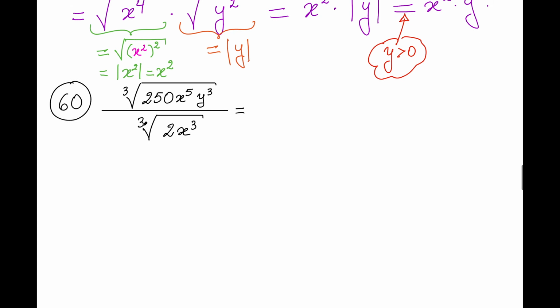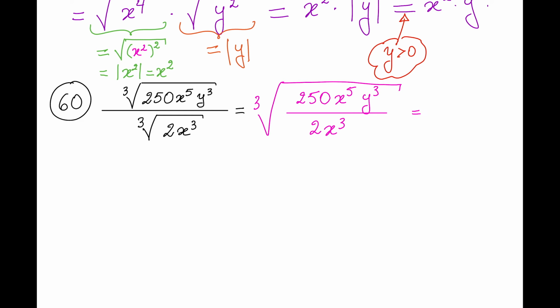Same first step. What I'm gonna do is take the third root of the quotient by using the quotient rule for radicals, just introduced above. Simplify the quotient. So let's keep the umbrella waiting. Let's simplify the quotient.